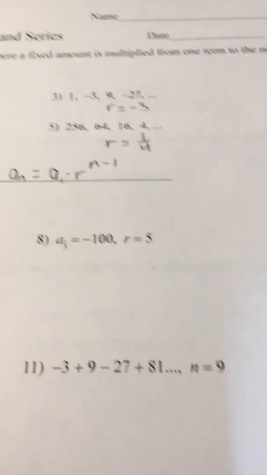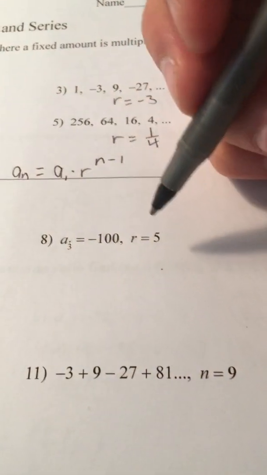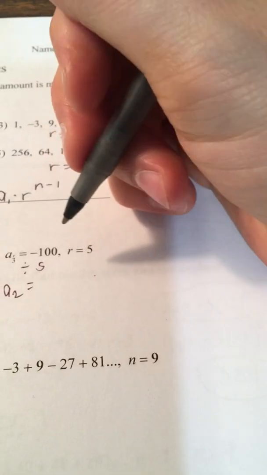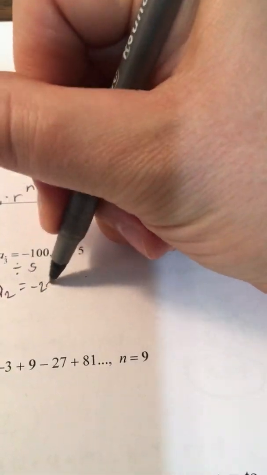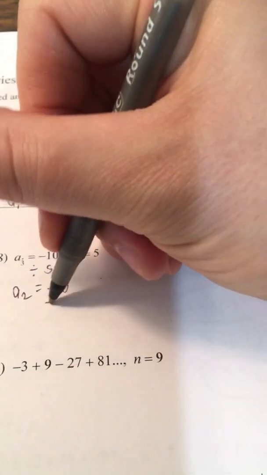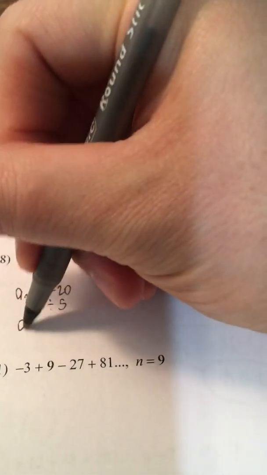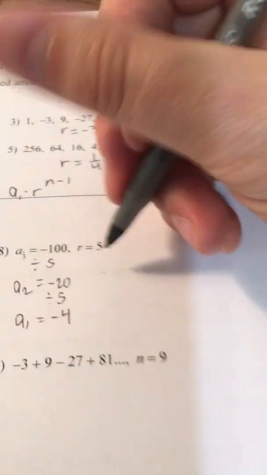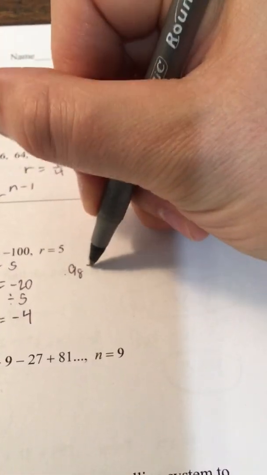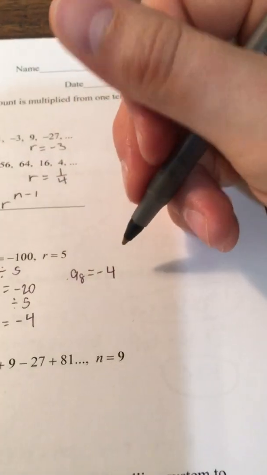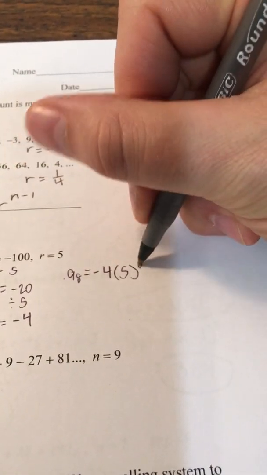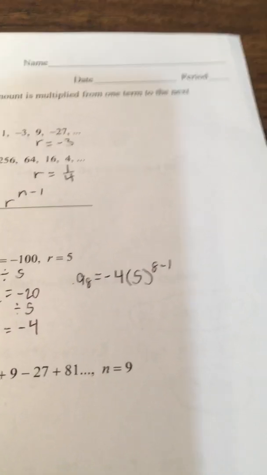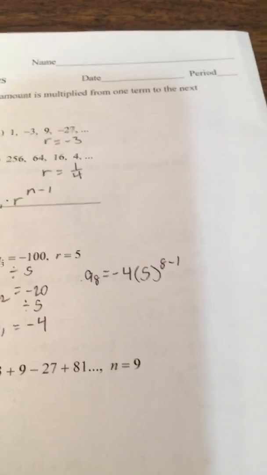If I divide by 5 once, negative 100 divided by 5, that means A2, the term in front of that, is going to be negative 20. And then I'd have to divide by 5 again to get A1, which is negative 4. So now I could use my formula. The eighth term, A8, is going to be the first term, negative 4, times, we know R is 5, to the 8 minus 1, or to the 7. So negative 4 times 5, exponent 7, is going to give me a very big number.